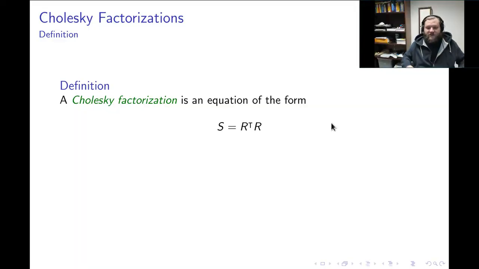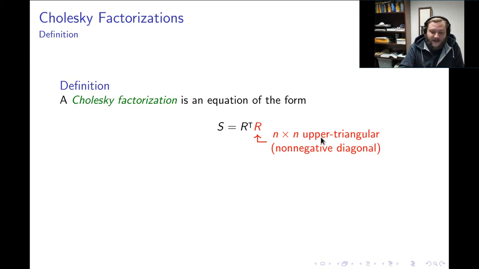So now that we have the theory of S equals L D L transpose under our belt, let's see how we can use that concept to build what's called a Cholesky factorization. A Cholesky factorization is an equation that looks like S equals R transpose times R. This means S is the Gramian of some matrix R, and R here is an n by n upper triangular matrix with a non-negative diagonal.